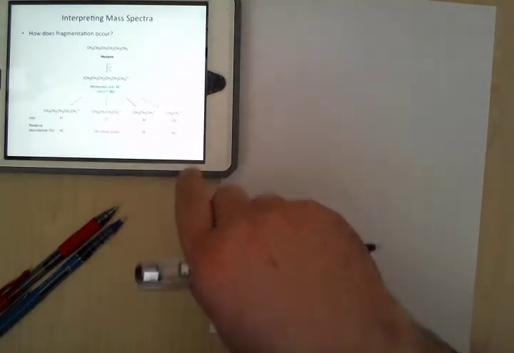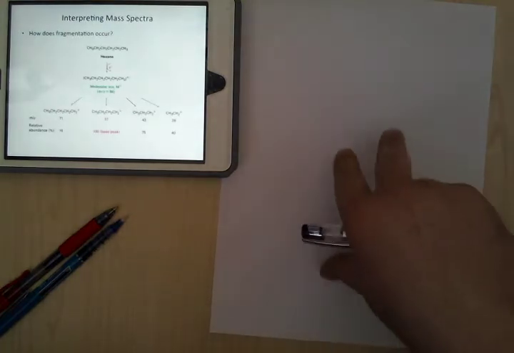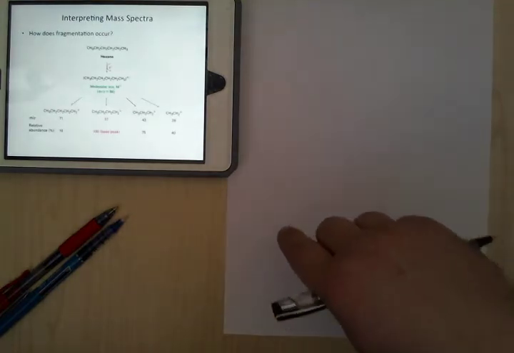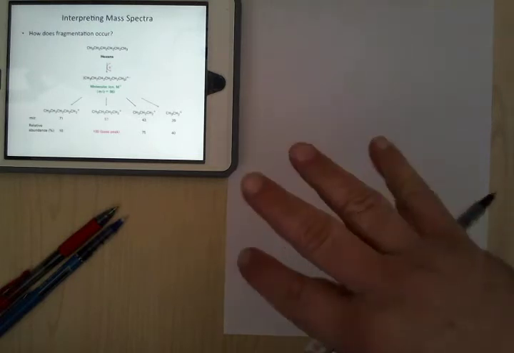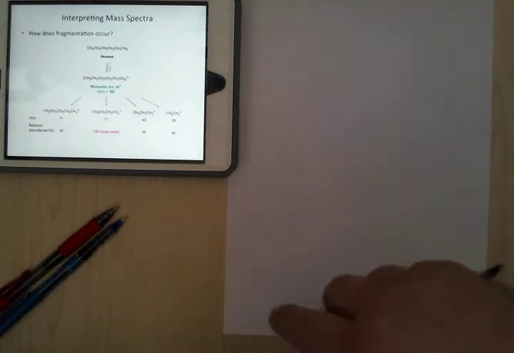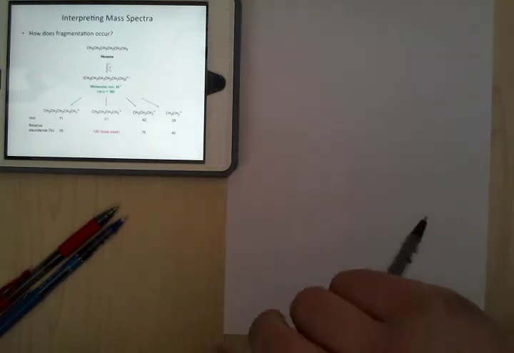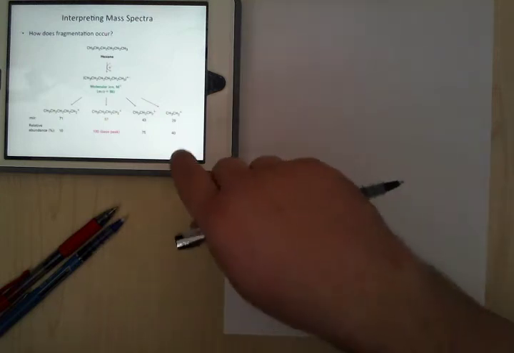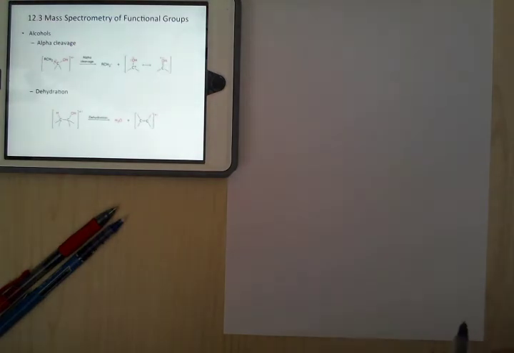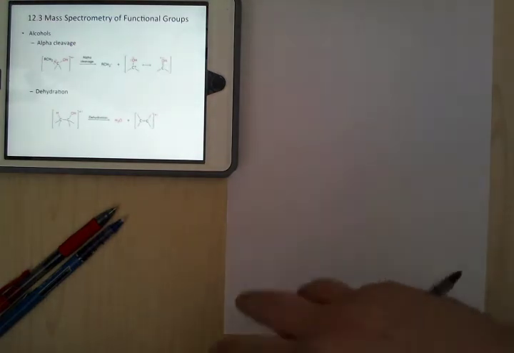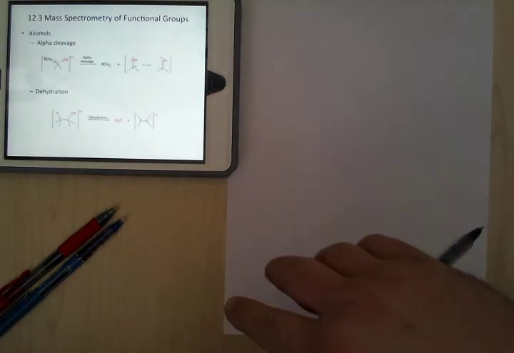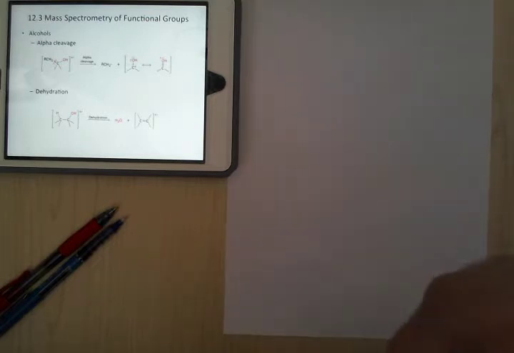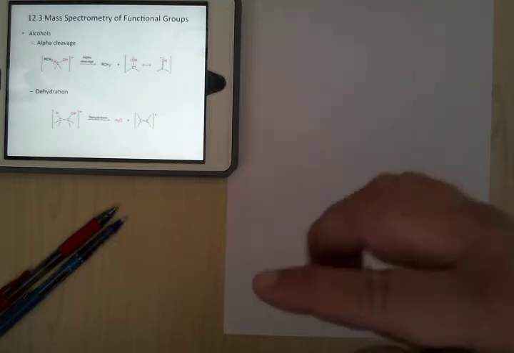Now, I'm not going to make you predict the fragmentation pattern. I don't think it's helpful in this class. I think it's helpful in the analytical chemistry class because they're going to be much better about being able to determine it. But I just want to let you know that it does happen, though I'm not going to make you determine it.